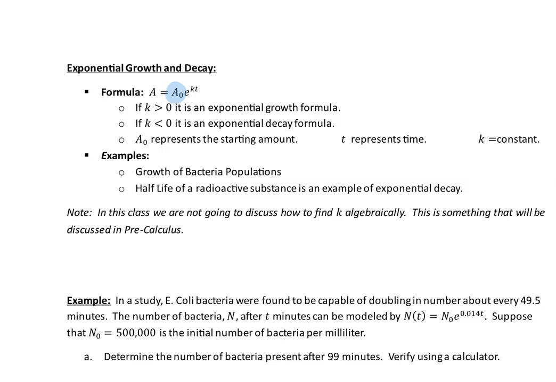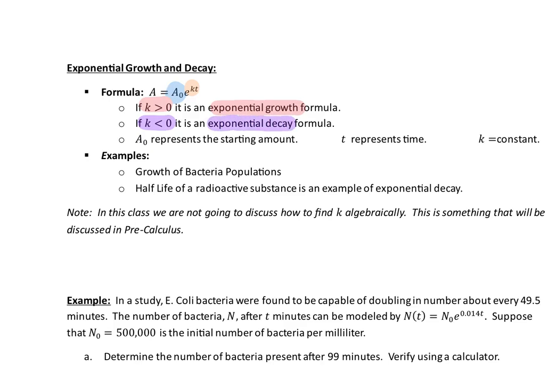The other thing that we're going to replace in our formula is instead of r, which was our interest rate, we're just going to replace it with a constant k. This is going to be the formula that we use for exponential growth and/or decay. And the thing to keep in mind is that we have two different possibilities. If k is greater than 0, then we call it an exponential growth formula. If k is less than 0, then it is an exponential decay formula.